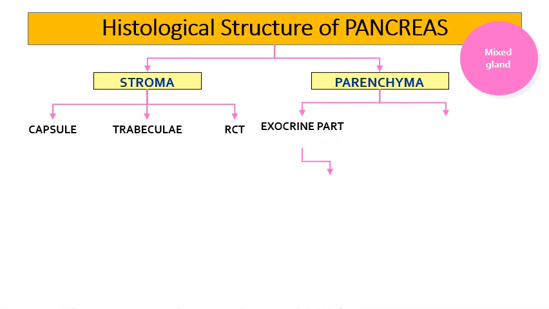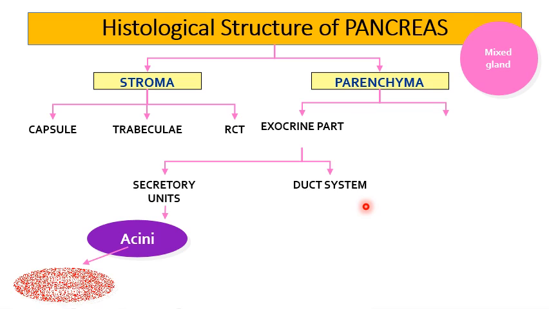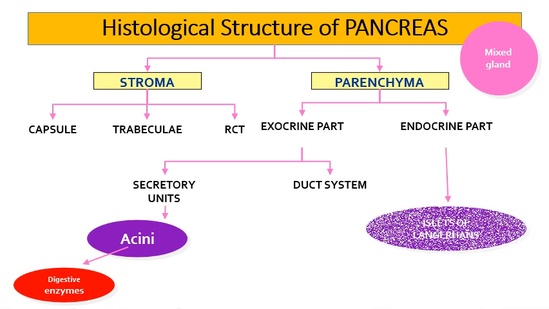The parenchyma is formed of two parts, exocrine part and endocrine part. The exocrine part is formed of secretory units, which are called acini, and the duct system. This is the exocrine part. These acini secrete the digestive enzymes. The endocrine part is formed of islets of Langerhans, which secrete hormones.